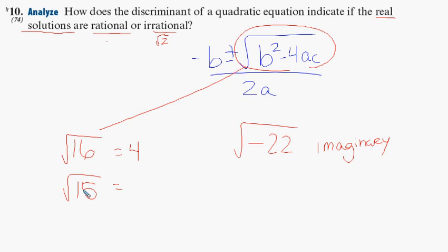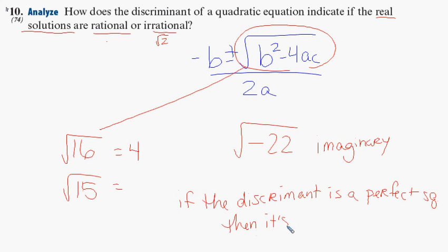So how does the discriminant indicate if the real number is rational? It's if the discriminant is a perfect square, then it's rational. Because if you end up with a perfect square, then you can add it to this, divide it by this, and it'll be fine. You'll still end up with a fraction or a rational number.